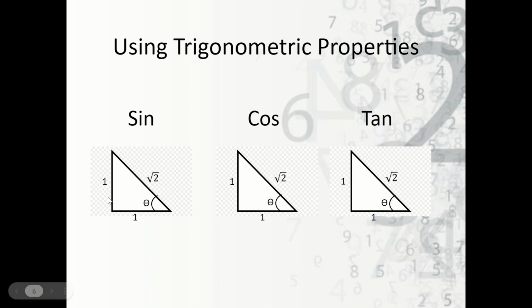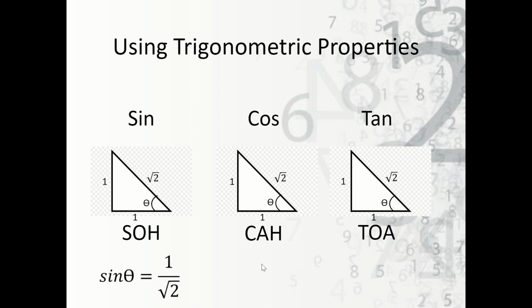Now let's look at another example. We have 1, 1, and square root of 2. So the sine of theta is opposite over hypotenuse, and the cosine is adjacent over hypotenuse, and the tangent is opposite over adjacent. So in this case we have theta here, so opposite is 1, and the hypotenuse is square root of 2, so it's 1 over square root of 2.